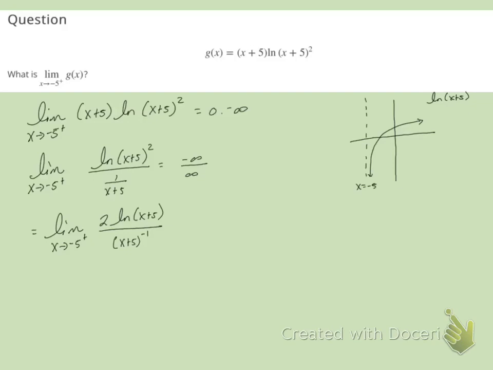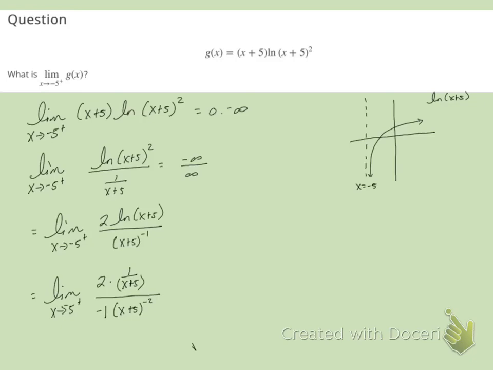So let's apply L'Hopital's rule, and we'll have the limit as x approaches -5 from the right. The derivative of natural log is 1 over the argument, so we'll have 2 times 1 over x plus 5. And then the chain rule, which is not really that necessary since the derivative of x plus 5 is 1. And then in the denominator, we'll drop down that -1, decrease the power by 1, and again with the chain rule, the derivative of x plus 5 is 1.